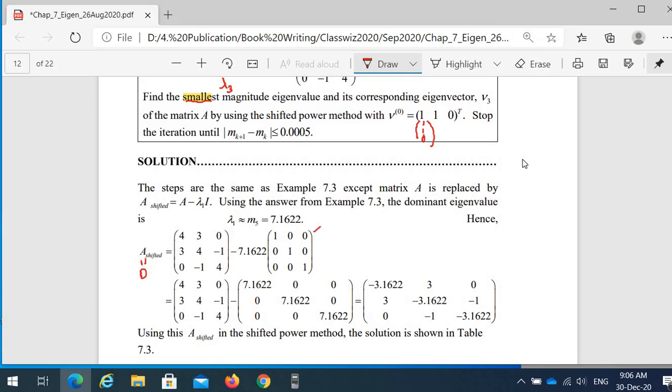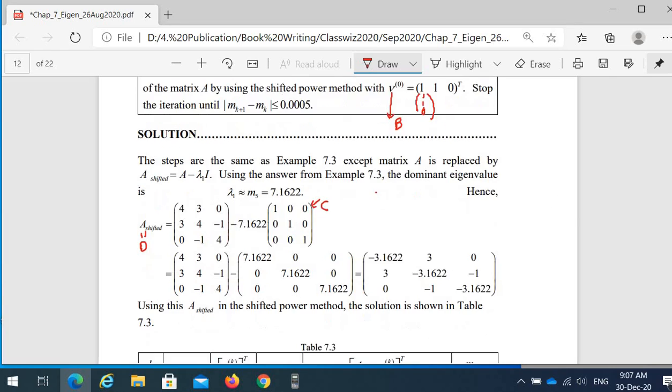So the A shifted is stored in matrix T. My identity I store in C. V note I store in B. A of course I store in A. C I keep as the identity matrix, and just now I used matrix A minus 7.1622 multiplied by matrix C. So I get the matrix answer, and then I keep it in matrix T.